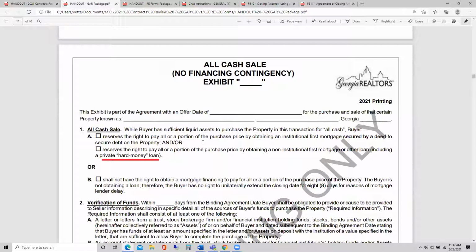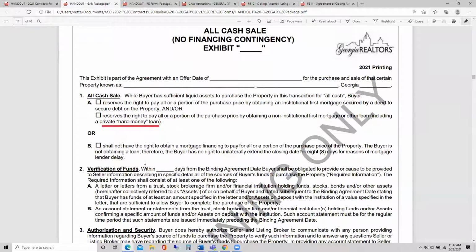A seller might want to see proof of funds within so many days, so forth and so on. So this would be the form if you're using GAR for all cash, or if your buyer is getting a hard money loan. Or again, you don't need to use this. It would just be a cash contract without any exhibit.